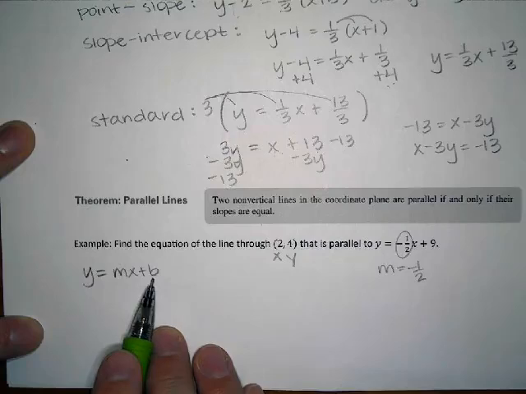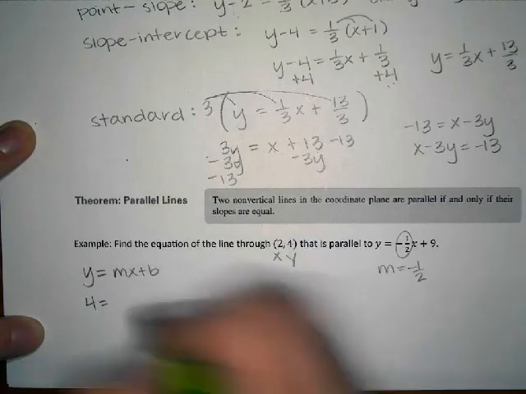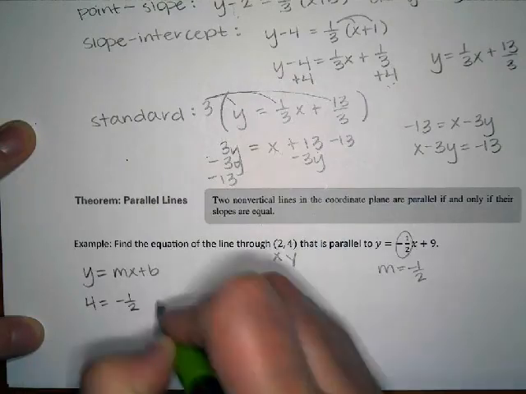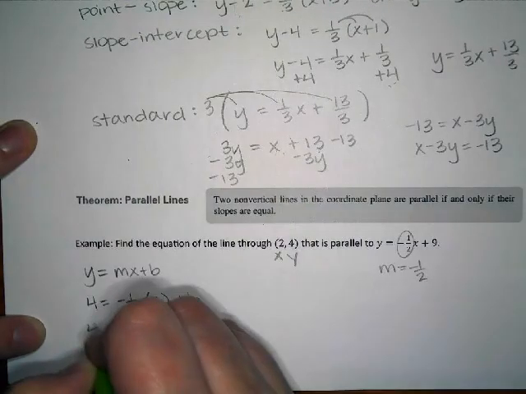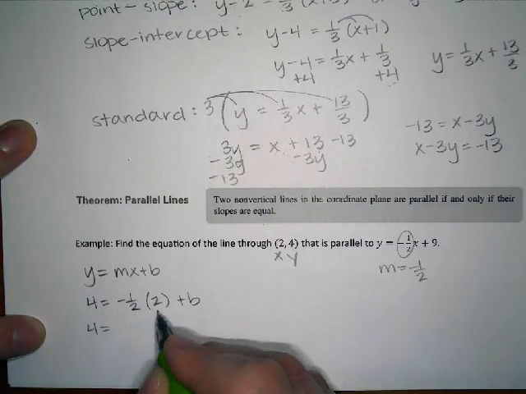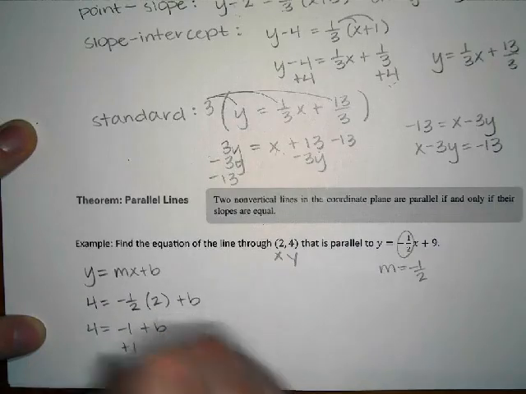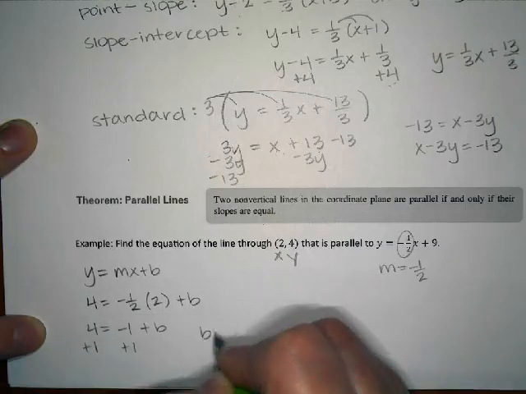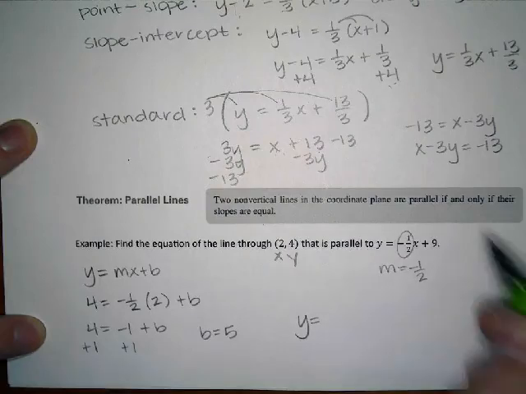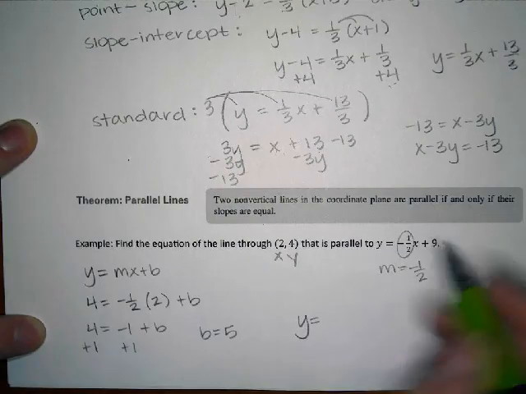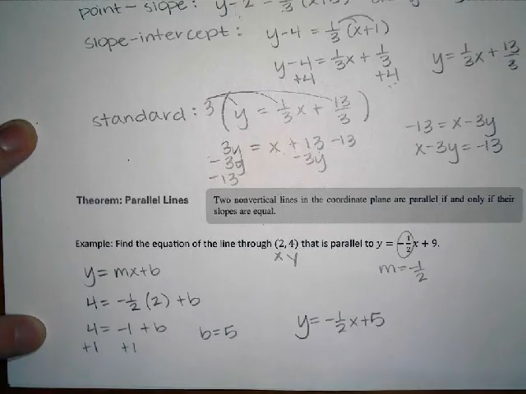So 4 equals my slope times my x-coordinate plus b. Negative 1/2 times 2 is negative 1. And then I can get b alone. I get b is 5. So the equation of the line that is parallel to negative 1/2 x plus 9 is negative 1/2 x plus 5. Same slope, so they're parallel.